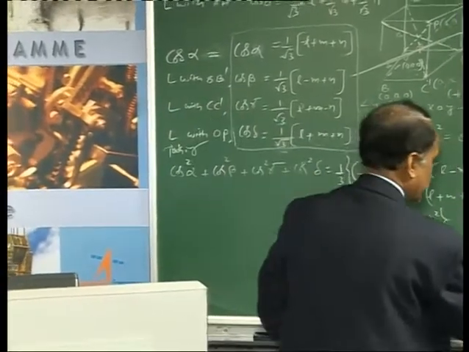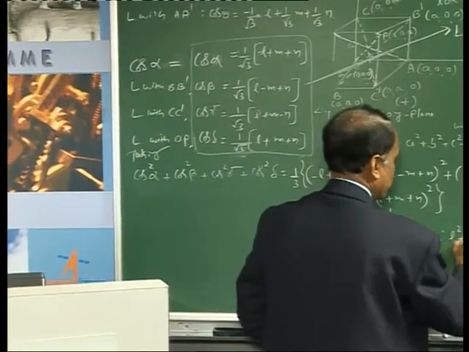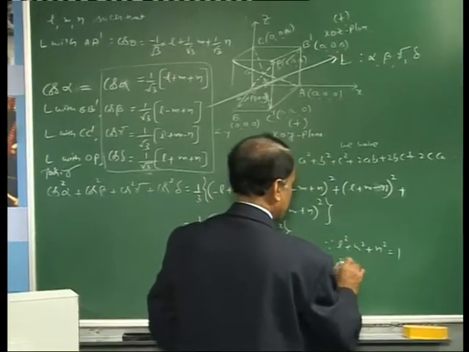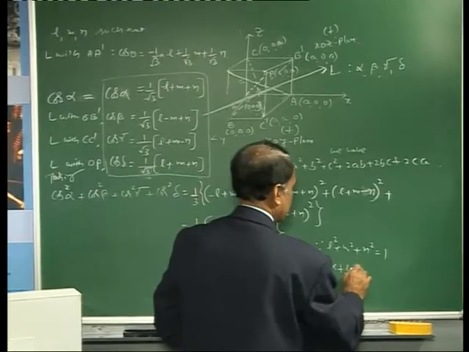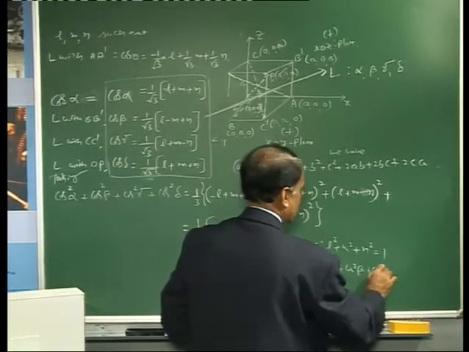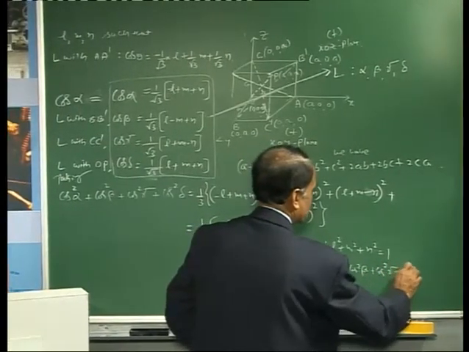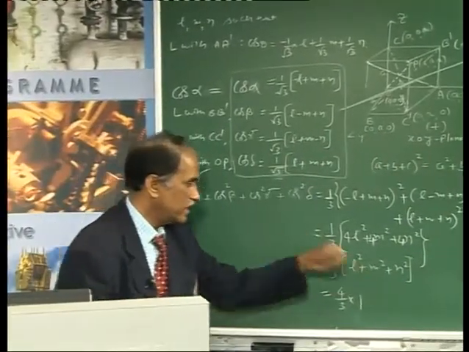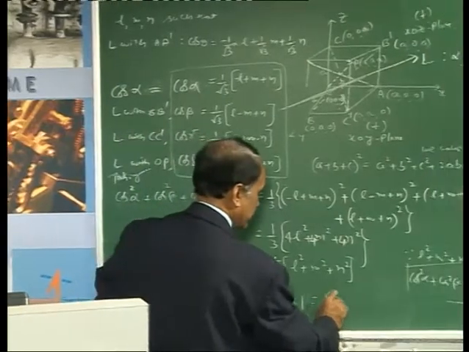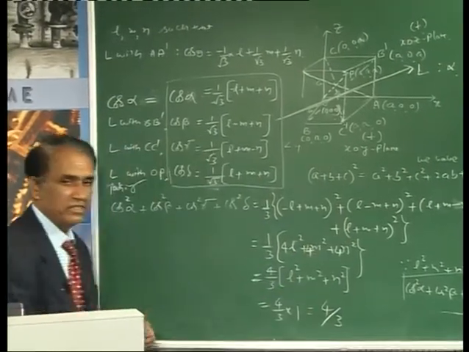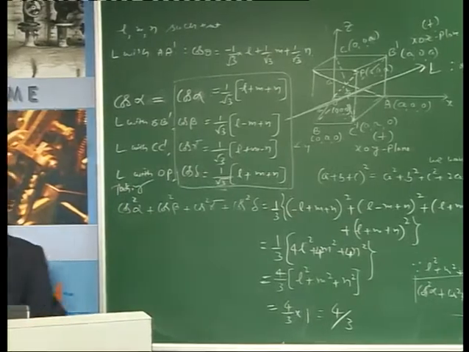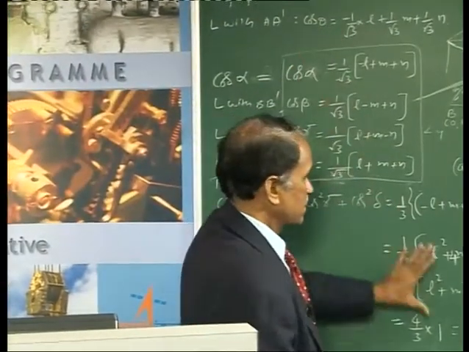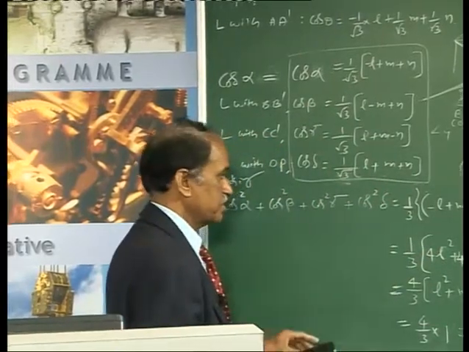The result you already know: L square plus M square plus N square is equal to 1, which means cos square alpha plus cos square beta plus cos square gamma is always unity. This result I have already derived. Therefore, I am taking the help of that result. The final answer should be 4 by 3. This is the end of the calculation work, the simplification work. This is geometry and this is mathematical simplification.